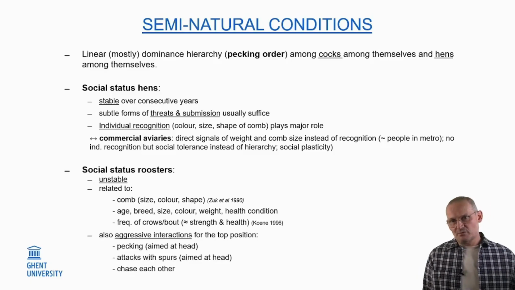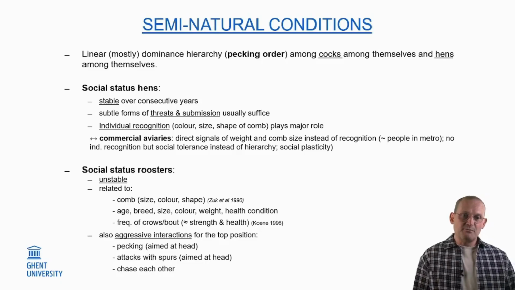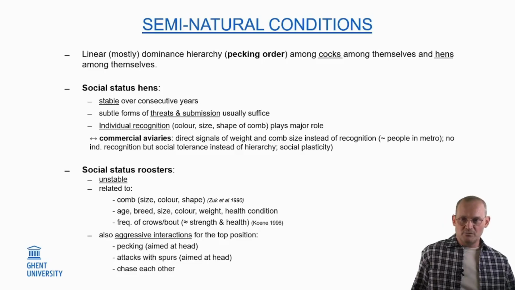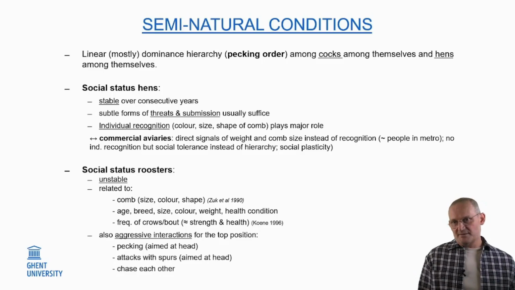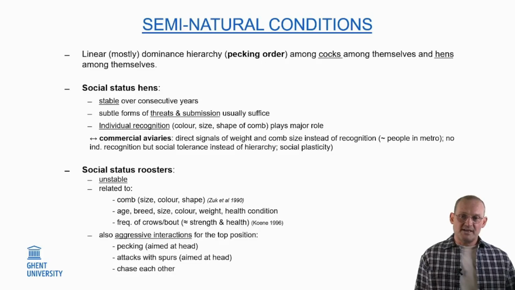The social status of the roosters in these semi-natural conditions is not so stable as for the hens. And that is because the rooster, if he wants to pass his genes to the next generation, it is very important that he tries to become the dominant rooster at least once during his lifetime. And that's why the pecking order in the roosters is less stable as compared to the hens. And the position of the roosters in the dominance hierarchy is related to their comb, again the size, the color and the shape of the comb, but also their age, the breed, the size, the color, the weight, the health condition.